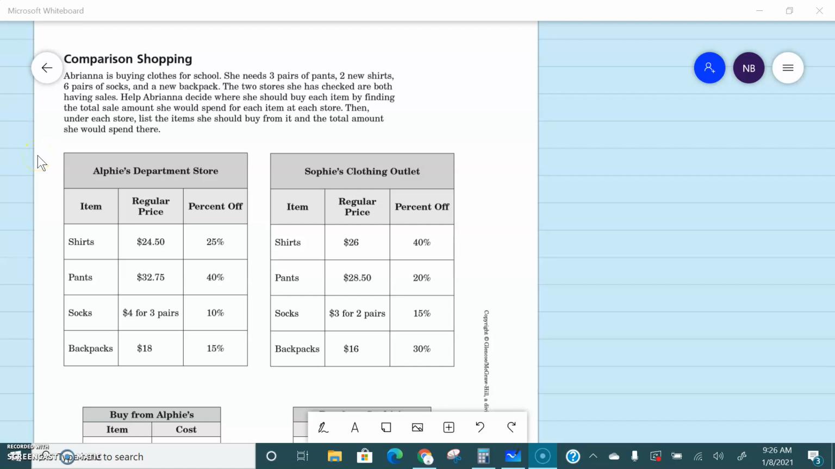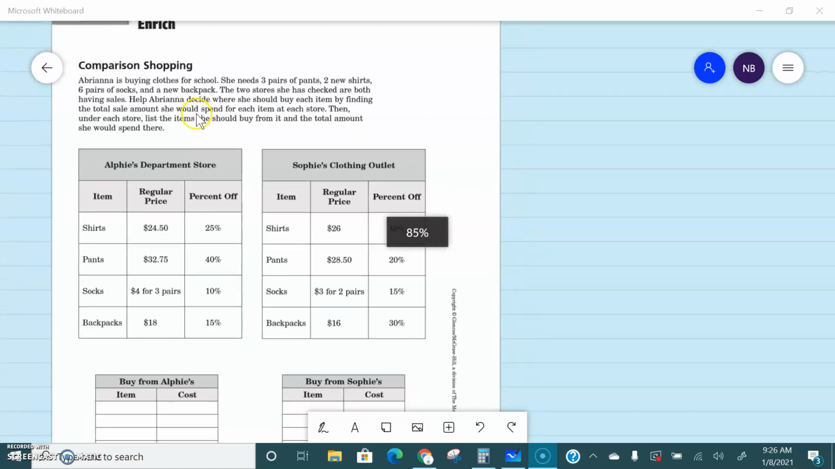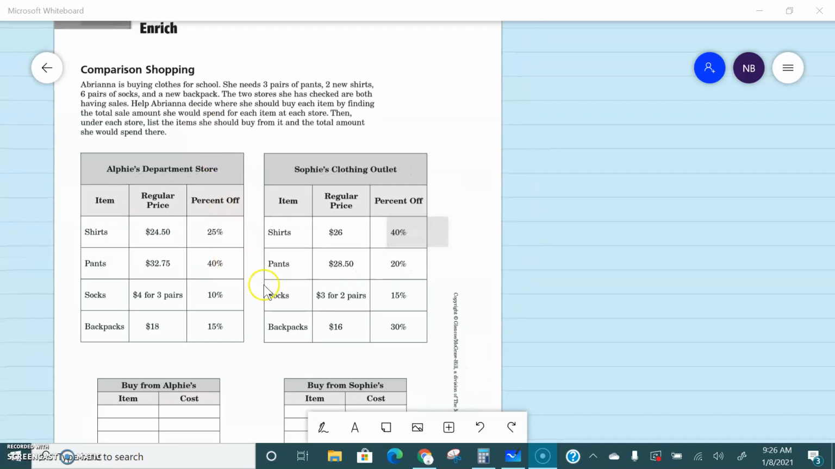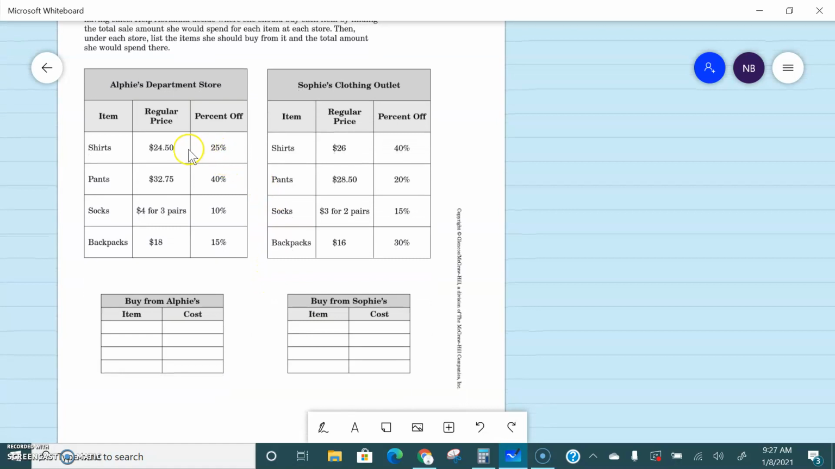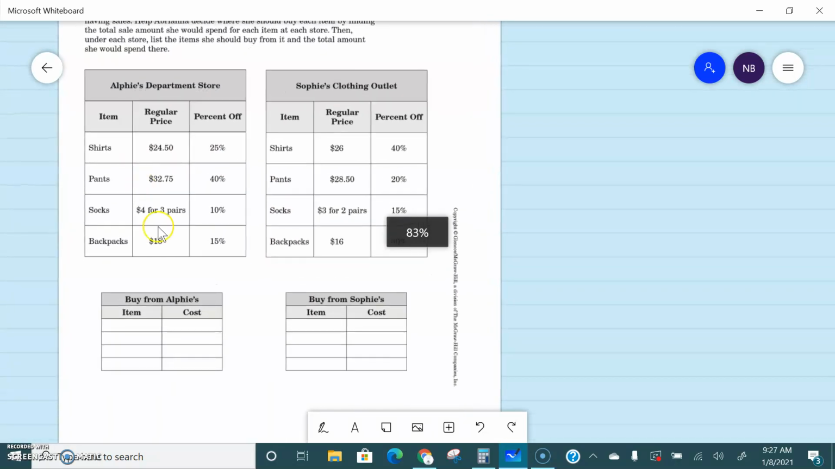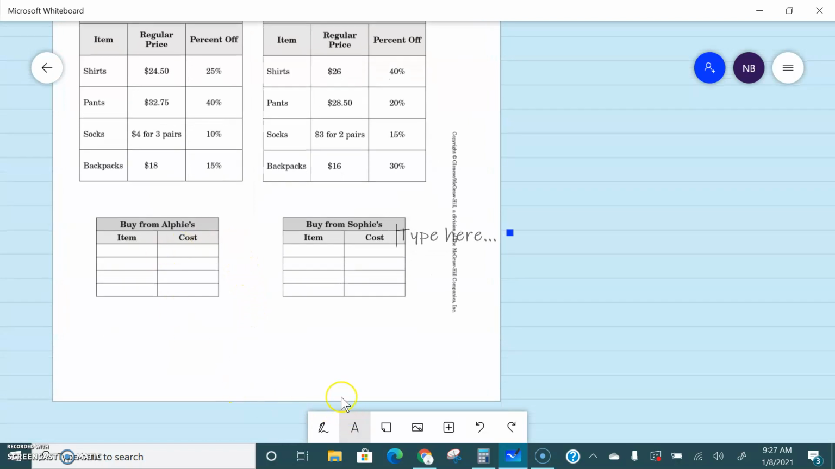It says Aubriana is buying clothes for school. She needs 3 pairs of pants, 2 new shirts, 6 pairs of socks, and a new backpack. The two stores she has checked are both having sales. Help Aubriana decide where she should buy each item by finding the total sale amount she would spend for each item. Then under each store, list the items she would buy from it and the total amount she would spend there. So what we're going to do is find out how much each item is with a sale price. We're going to do our shirts.